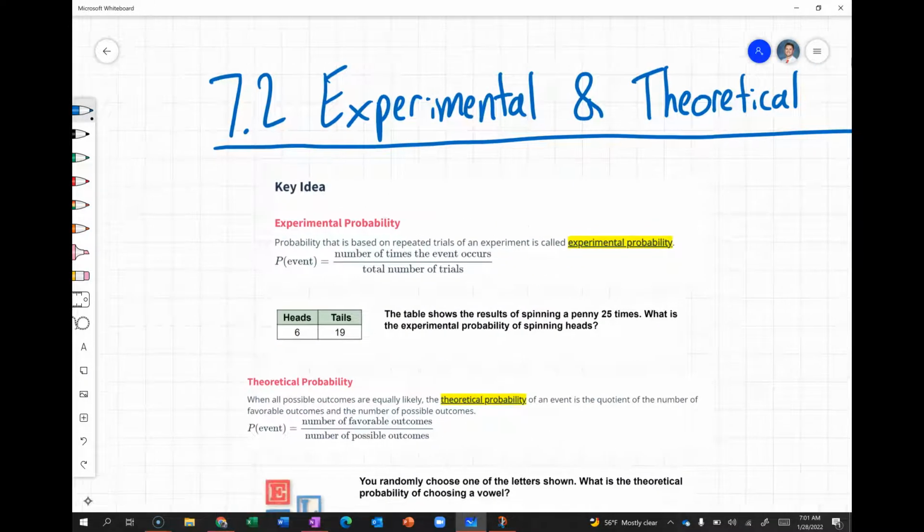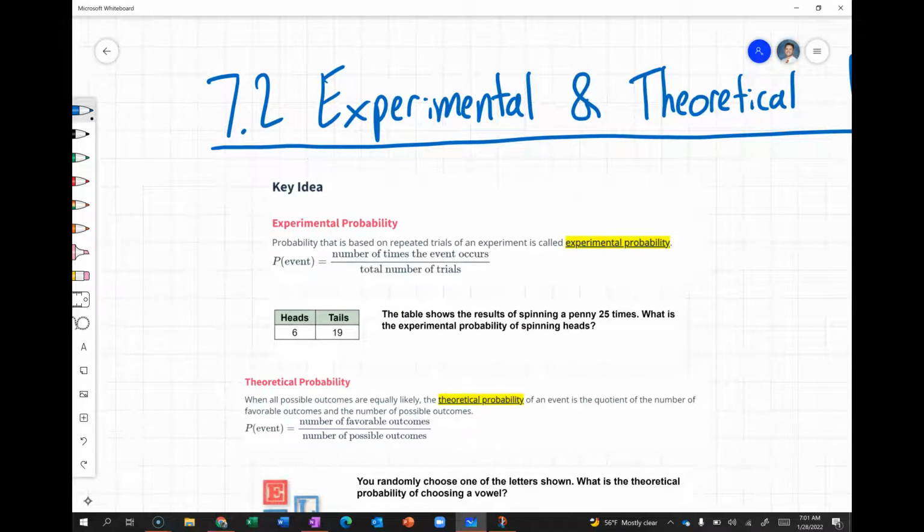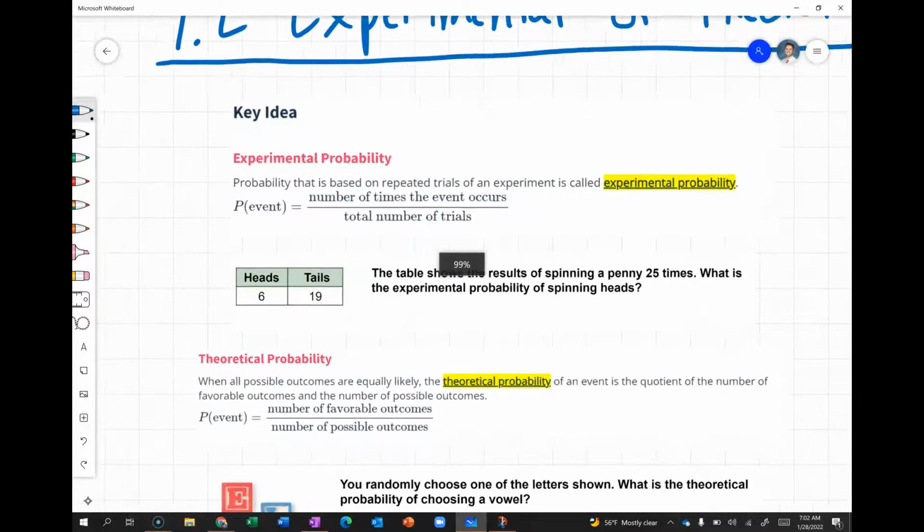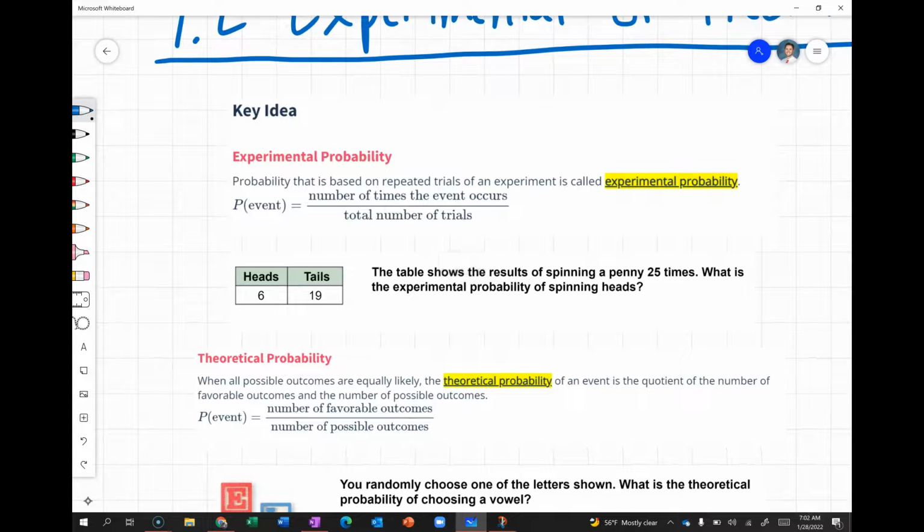So experimental probability is defined as a probability that is based on repeated trials of an experiment. So the probability of a given event is found with the number of times that event occurs divided by the total number of trials. For example, this table shows the results of spinning a penny 25 times. So you're spinning that penny and it's landing on either a head side or a tail side. Again, we would know the theoretical probability here is 50%. It should be equally likely to land on both sides.